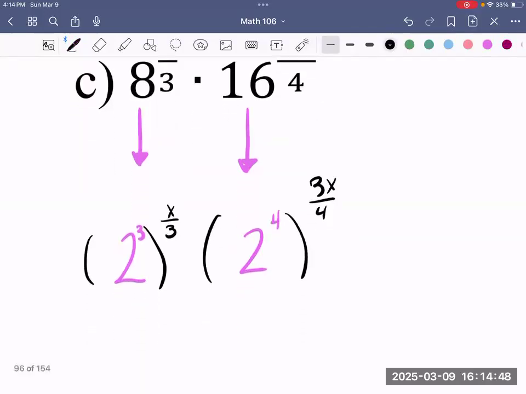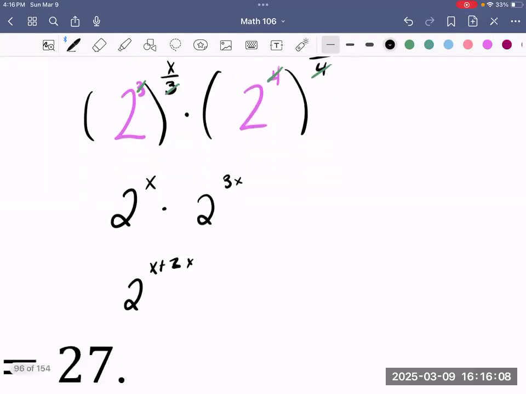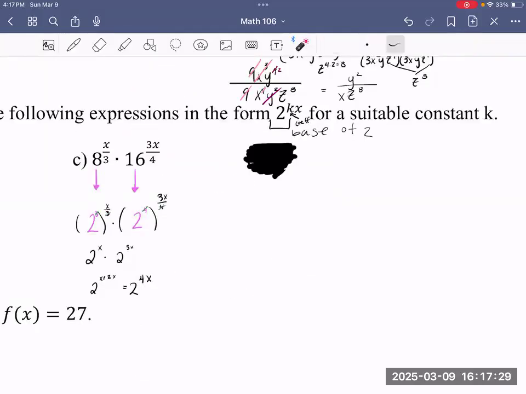Now let's clean these up. We have 2 to the x because these two are going to cancel. And again, these two will cancel when we go to multiply it in. So you have 2 to the x times 2 to the 3x. And now we can go ahead and use your product property. Now we can add these two together to get 2 to the 4x. We're going to leave that last one alone.